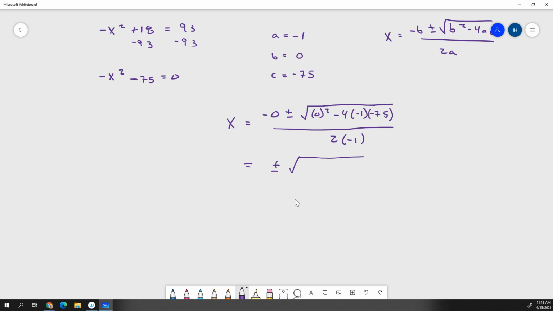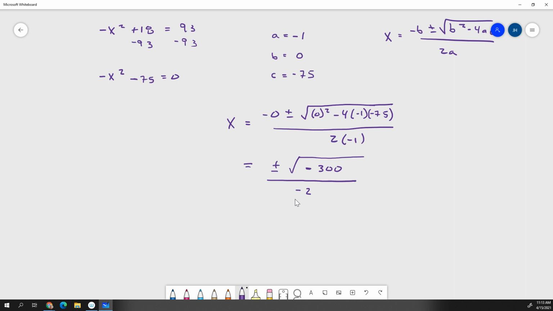Well, 0 squared is still 0, right? So really what we're looking at, negative 4 times negative 1 is positive 4 times negative 75. So we're going to have something negative, and it's going to be negative 300, right? And that negative is really important because if you remember a while back, we talked about how to deal with negatives under a square root.